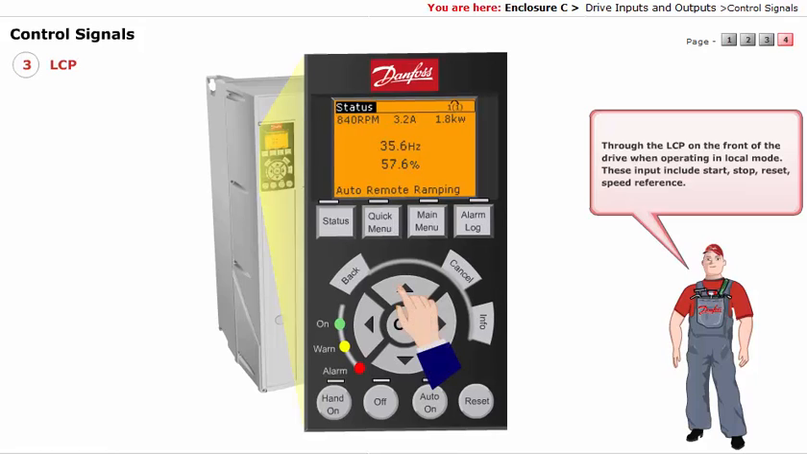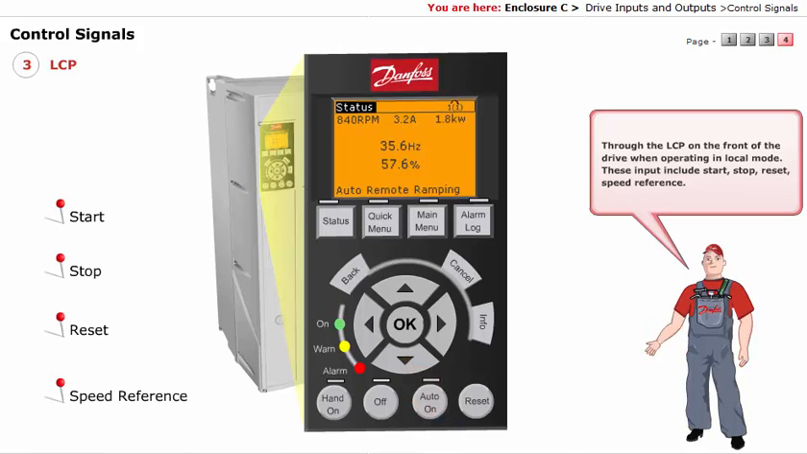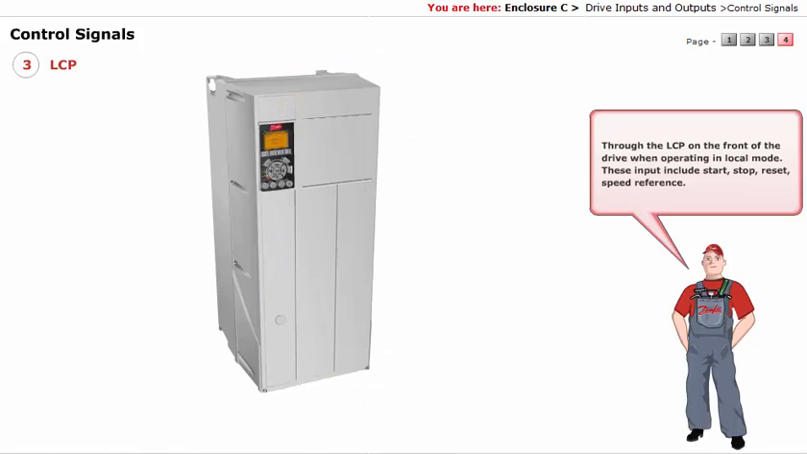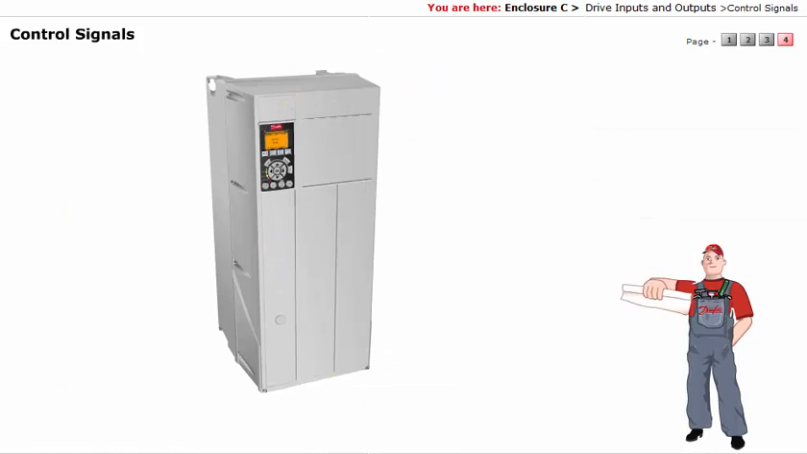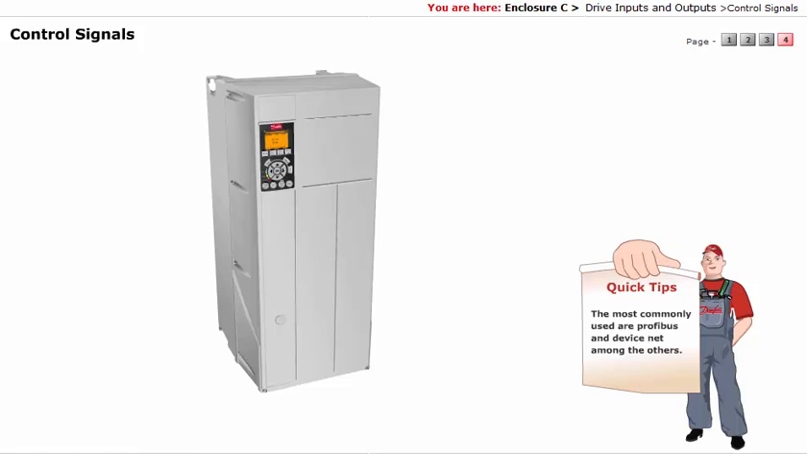3. Through the LCP, on the front of the drive, when operating in local mode. These inputs include start, stop, reset, and speed reference. The most commonly used serial protocols are Profibus and DeviceNet, among the others.